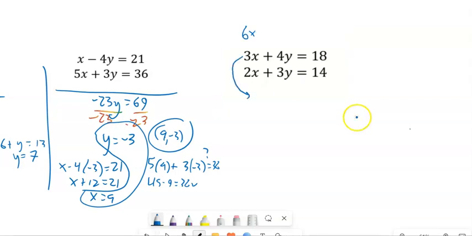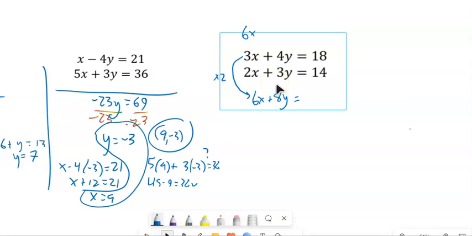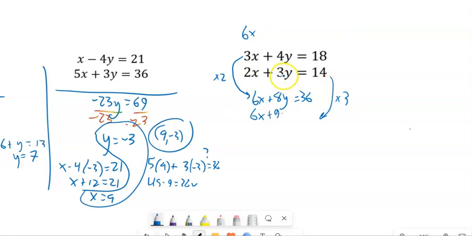So I'm going to multiply this first equation, both sides, by 2. So 6x plus 8y, and 18 times 2 is 36. Now notice I did that to make this a 6x. I'm going to make this a 6x as well, so I'm going to multiply this one by 3. So 6x, and the rest is just going along for the ride. 3 times 3y is 9y, and then 14 times 3 is 42. And now I'm going to subtract.